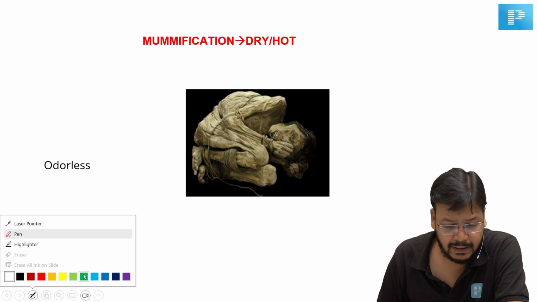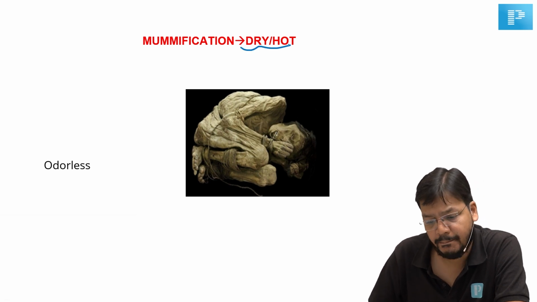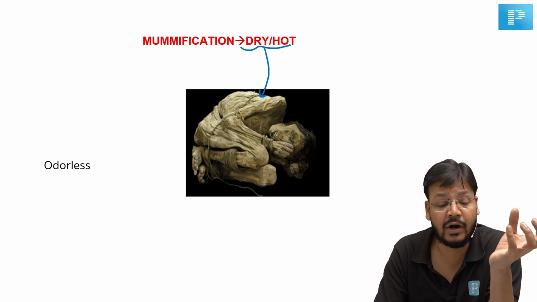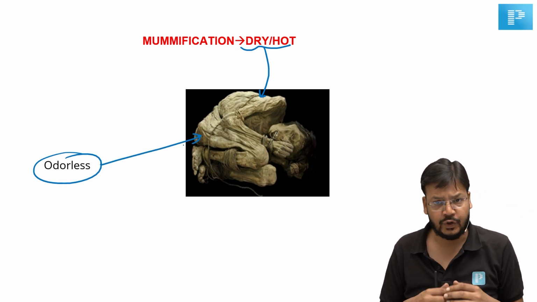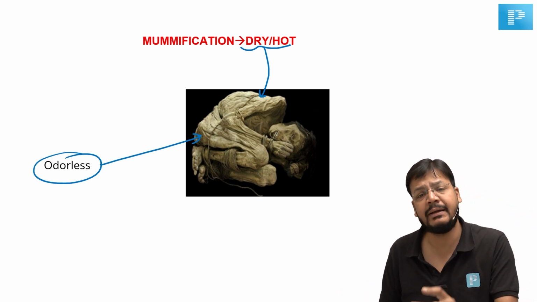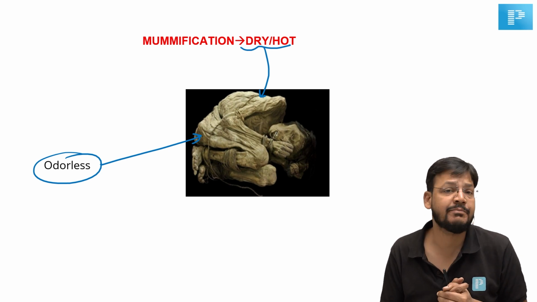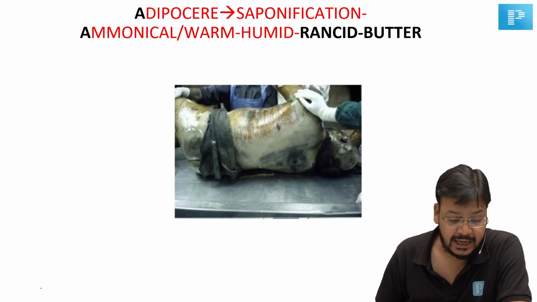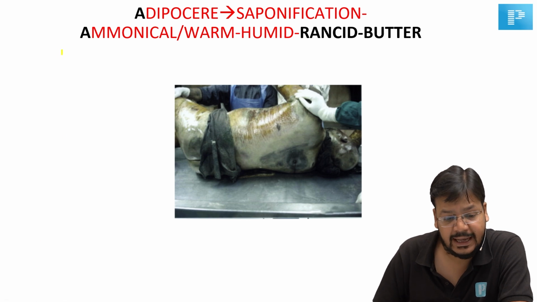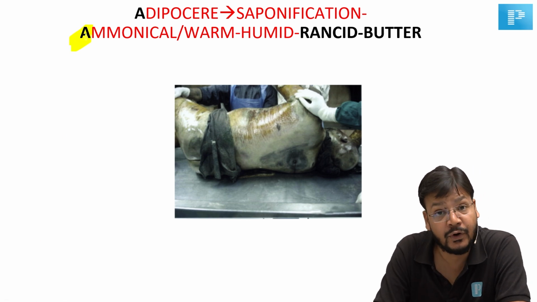Friends, this is mummification. Mummification is seen in dry and hot climates. The smell of mummification is odorless. So if the climate is dry and hot, the body gets shrunken. What is the smell of mummification? Odorless.